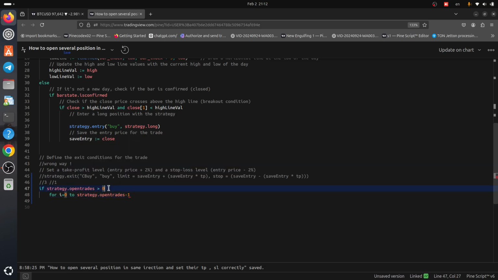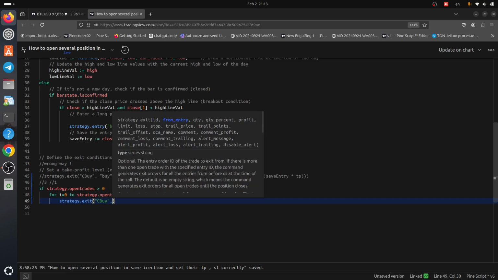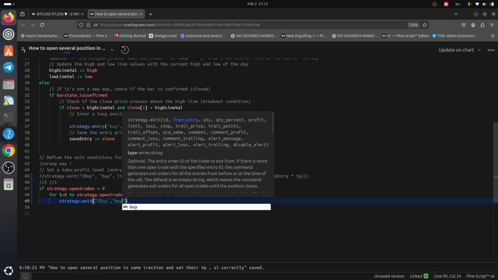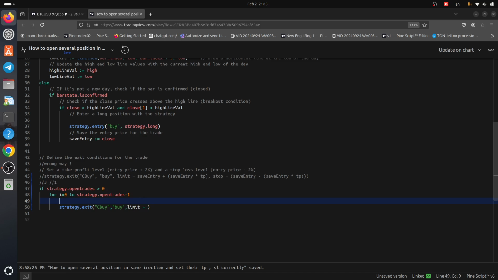But if we don't have any open trade, then we have a problem. That's why I write this code to ensure we have an open position. And here we say strategy exit, close by, from entry buy, and limit. Let's arrange take profit.